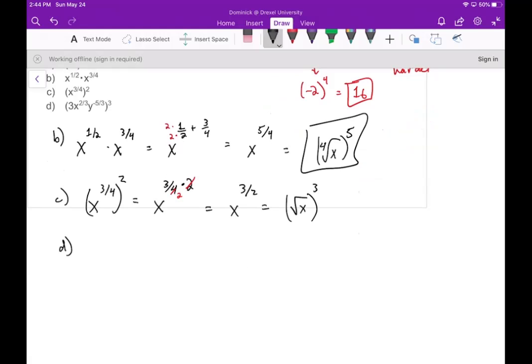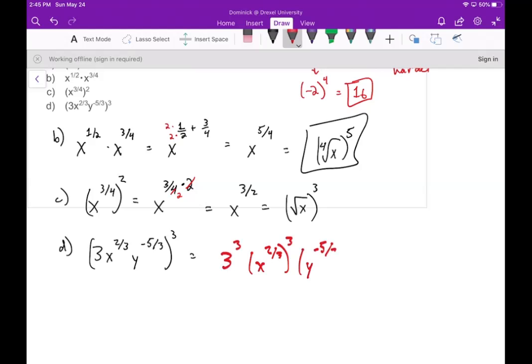Part D, we have (3x^(2/3) y^(-5/3)) all raised to the 3rd. Well, since I have a product raised to a power here, I can say that this is 3 to the 3rd times x^(2/3) to the 3rd times y^(-5/3) to the 3rd. And what's nice here is that my 3's are just going to cancel. And 3 to the 3rd is 27, so I'm going to get 27 times x squared, y to the -5th.